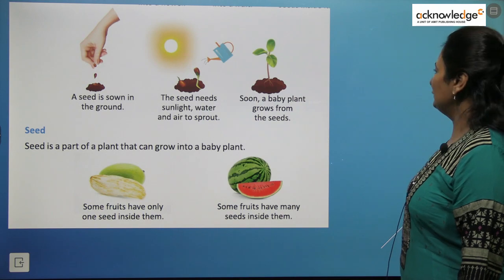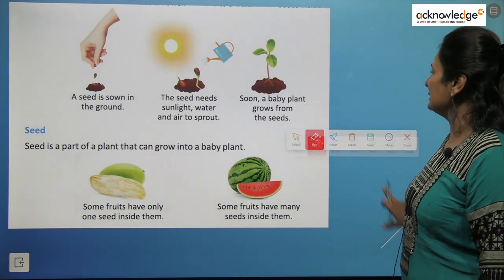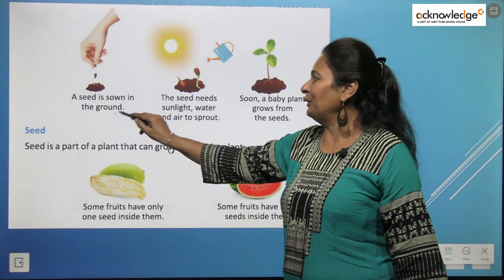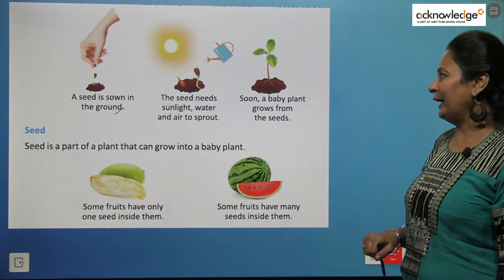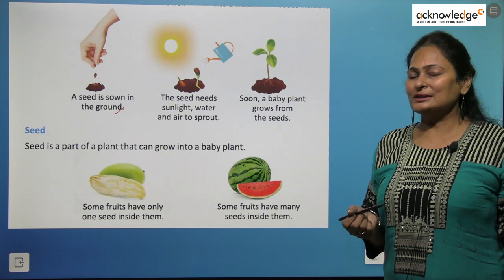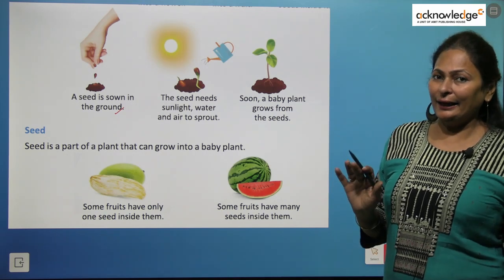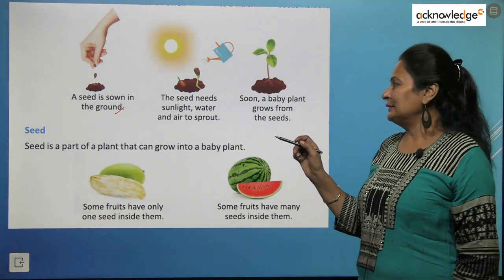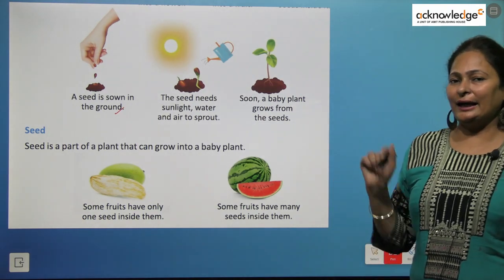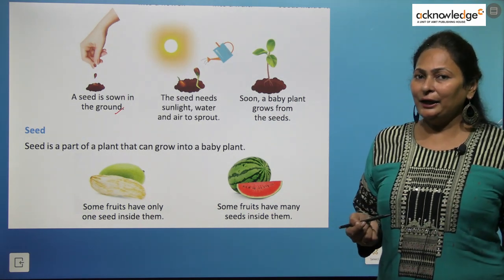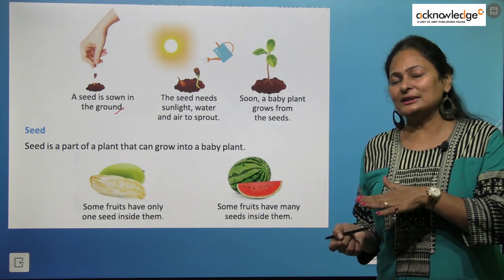So here in this picture it is shown how a seed can be grown into a tree. A seed is sown under the ground, right? We give water and it takes sunlight, air. In air it takes carbon dioxide. As I told you in the last chapter, plants take carbon dioxide and release oxygen.